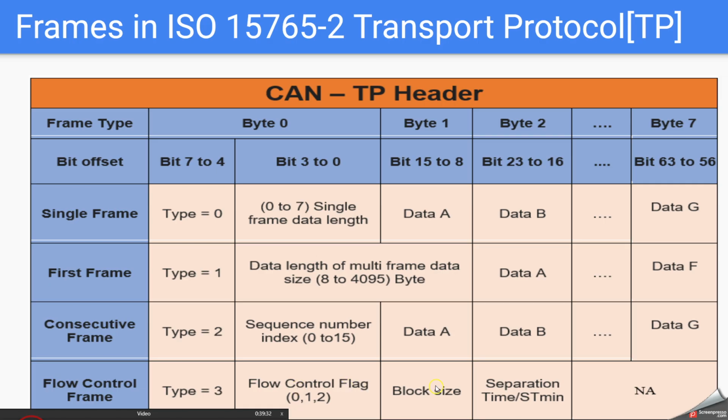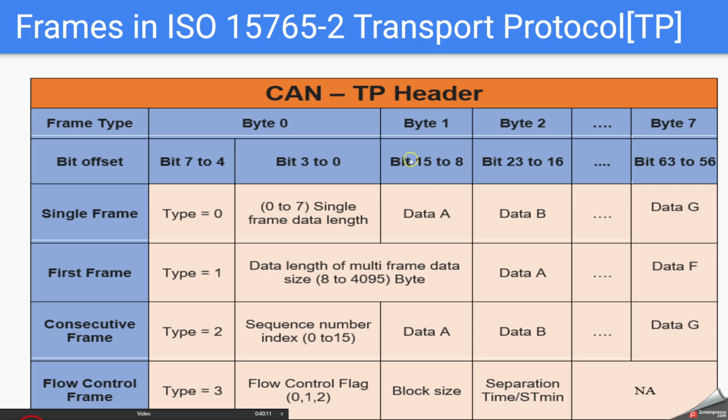If block size is 0, it means the receiver is ready to accept all the blocks. The separation time, or STmin, is how much time should pass between consecutive frames, or at what time the next consecutive frame should be sent. It can be 10 milliseconds or 5 milliseconds based on the configuration. So if it is 10 milliseconds, every 10 milliseconds the ECU will send a frame, or the receiver will accept a frame. Then further bytes can be anything. So only byte 0, byte 1 and byte 2 are used.